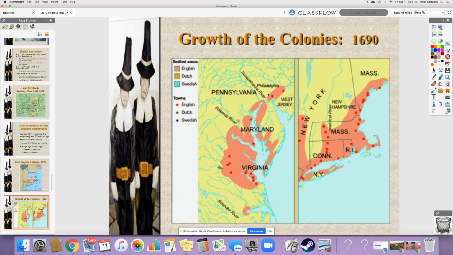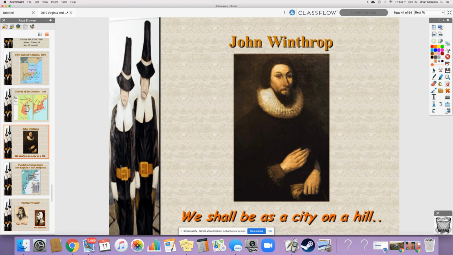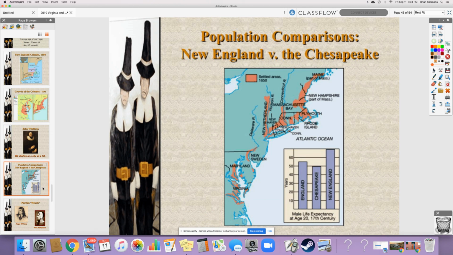And you're going to see this spread also, just as a comparison, in the Chesapeake to New England, those communities spreading. One of the original leaders in New England is a guy named John Winthrop. He's the person who coins the phrase, "We shall be as a city on a hill." He really wants to promote the idea of New England. Its purpose is being a Puritan example to the rest of the world.